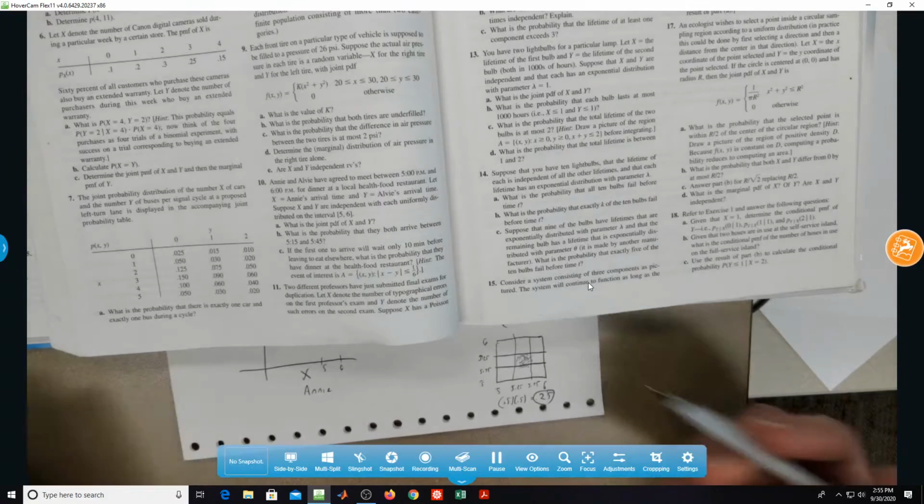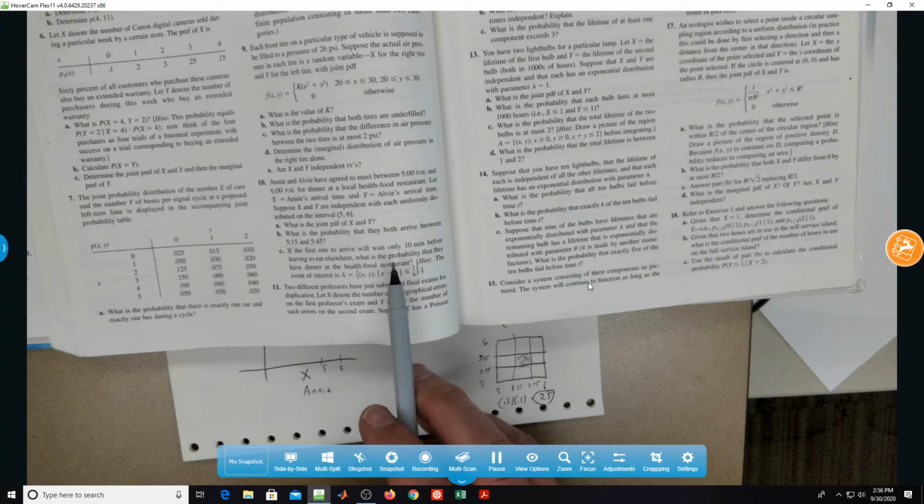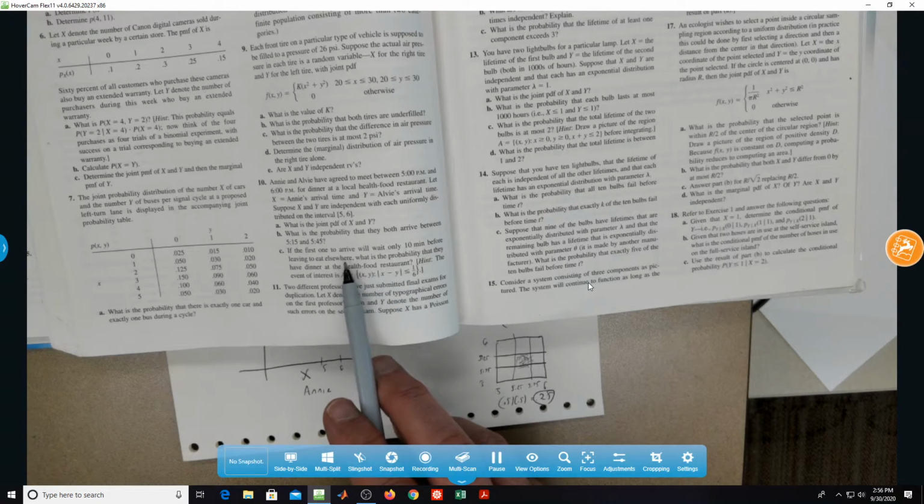Or you could integrate, in which case you'd still get the area of the square times 1. Now, if the height had been something other than 1, you would have to multiply by the height. But in this case, the height was just 1, so we don't have to worry about that. But you may have problems where that does happen. All right, let's look at part C.